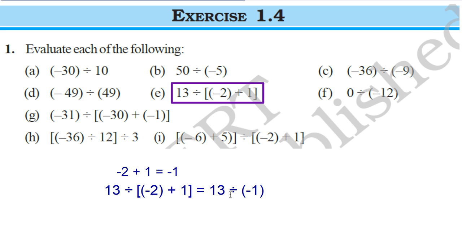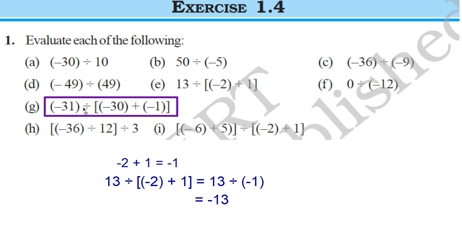Now, 13 divided by negative 2 plus 1 is equal to 13 divided by negative 1. So, different sign. So, find out 13 by 1. 13 by 1 is 13. So, the answer is negative 13. Similarly, here in question G, negative 31 divided by negative 30 plus negative 1. Find out negative 30 plus negative 1. That is also negative 31. Then you divide. So, negative 31 divided by negative 31, you will get positive 1. Similarly, H and I, you do it.